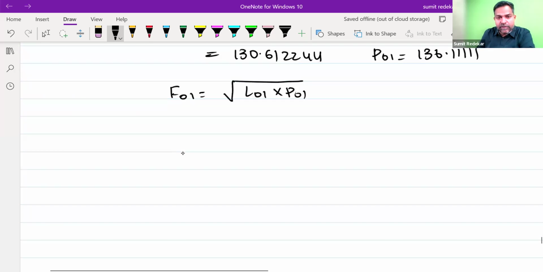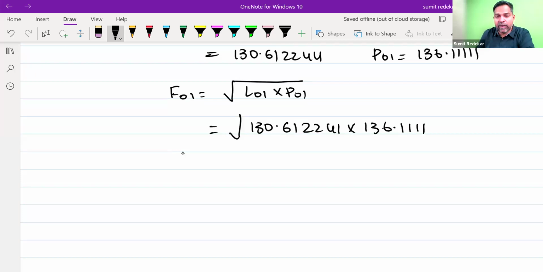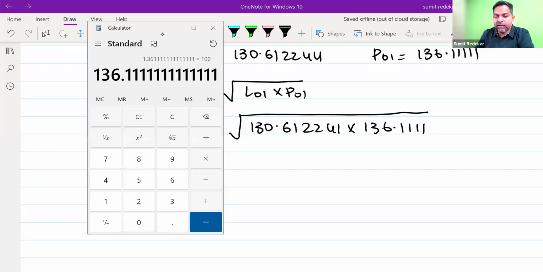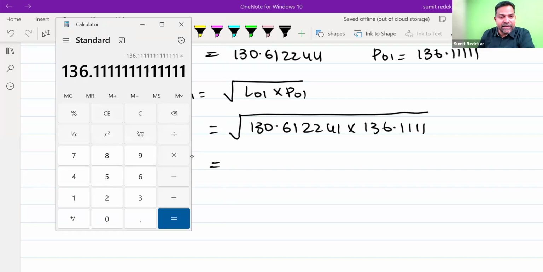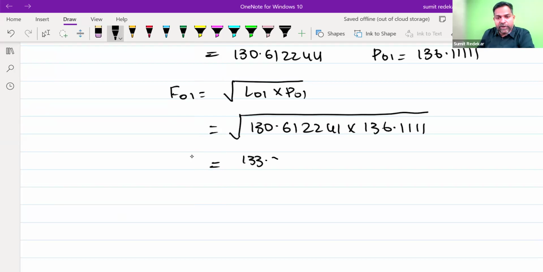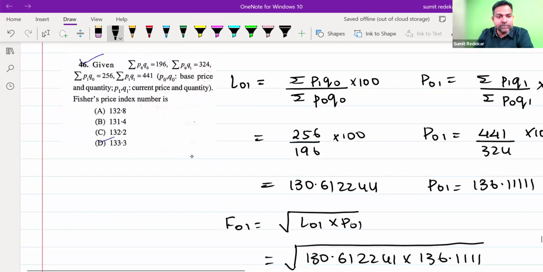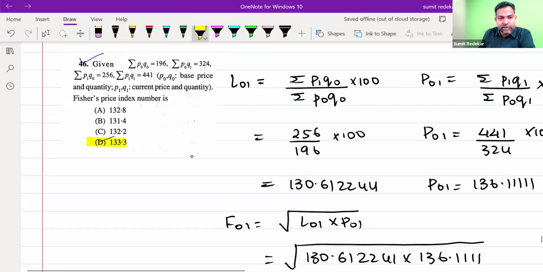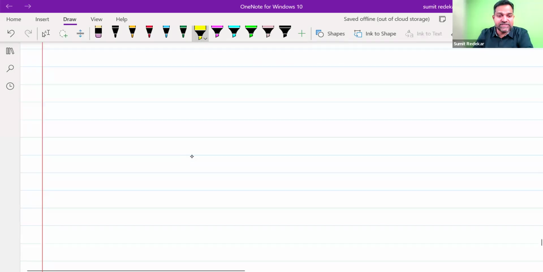You want Fisher's price index number, which is the geometric mean of Laspeyres' and Paasche's, which is nothing else but the square root of 130.612241 into 136.1111. Now I will check if I can recall and multiply. Multiply this by recalling the memory. Yes. And now take a square root of it. The answer is 133.3333. Is that an option? Yes, 133.3333. That's question number 46.